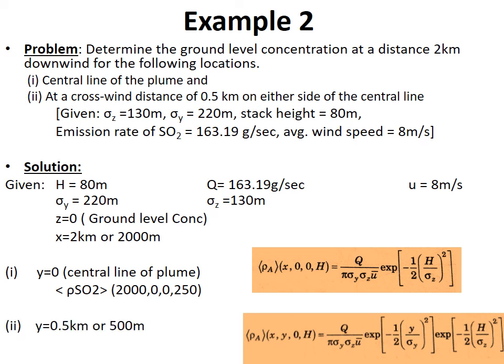In part 2, the value of y is given as 0.5 kilometers, that is crosswind distance of 0.5 kilometers, that is equal to 500 meters. So we need to find the rho SO2 at 2000, 500, 0, 250, and the equation we will be using is rho A at x, y, 0, h is equal to q by pi sigma y sigma z u bar into exponential of minus 1 by 2 y by sigma y the whole square into exponential of minus 1 by 2 h by sigma z the whole square.